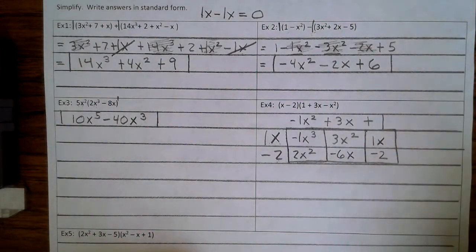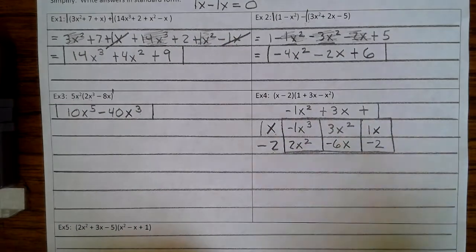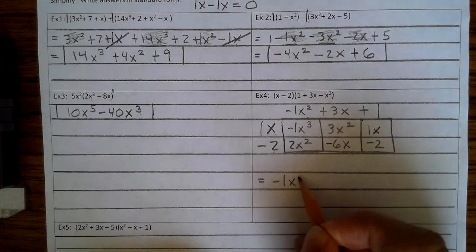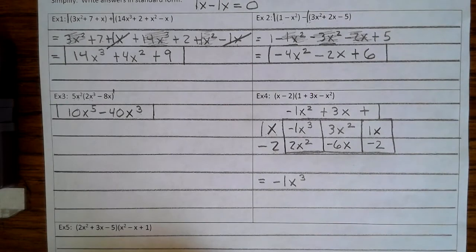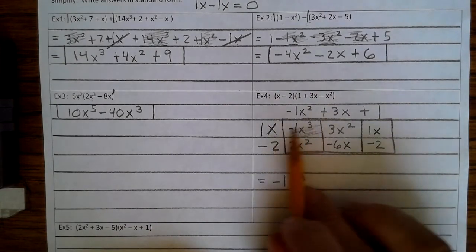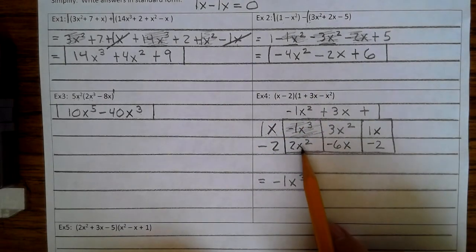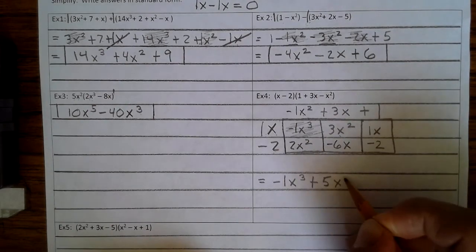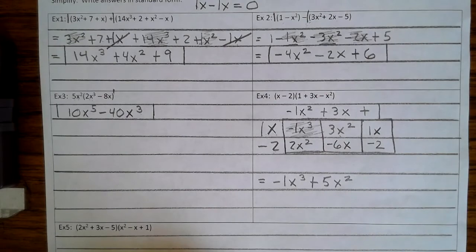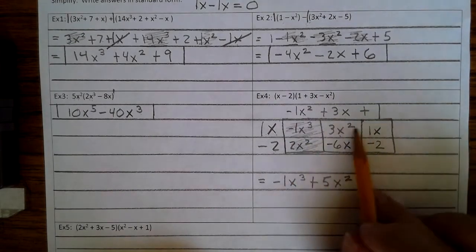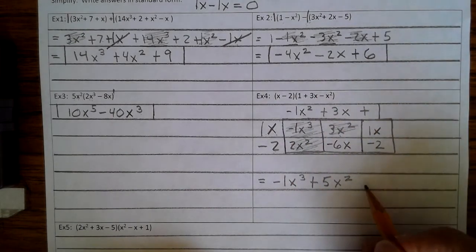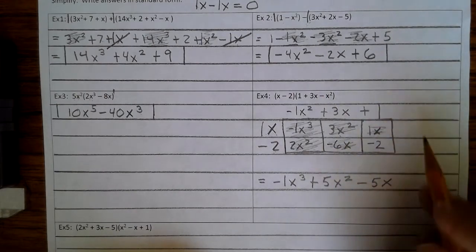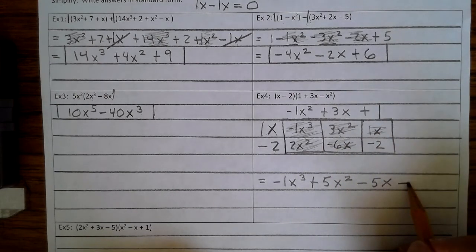Now at this point, we're going to combine like terms from the boxes. So we have negative 1x cubed. Okay, so we're done with that. Now I can combine these. 2x squared and 3x squared is plus 5x squared. Okay, so we're done with those. Negative 6x and 1x is negative 5x. And minus 2. Now we have the degrees from highest to constant, and so we are done.